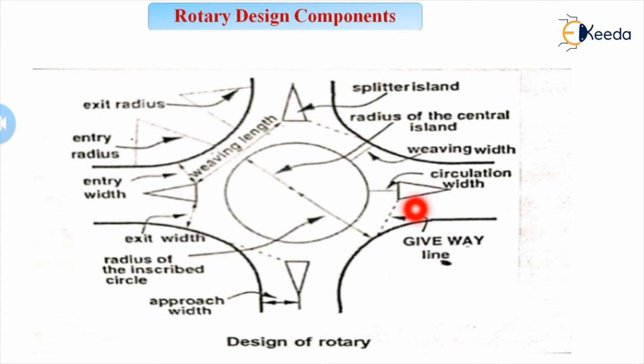And this is a giveaway line. When the vehicle is approaching the rotary, the driver should be aware that many vehicles are crossing each other. So in order to make the driver aware, the giveaway line is marked.